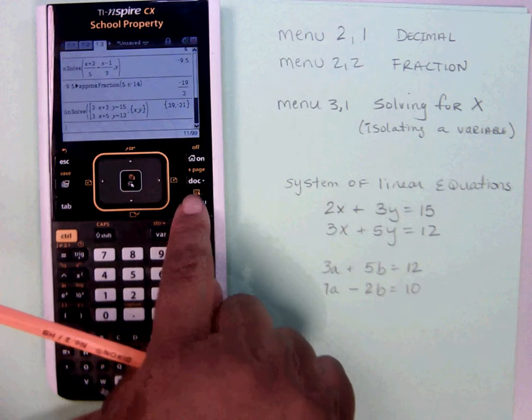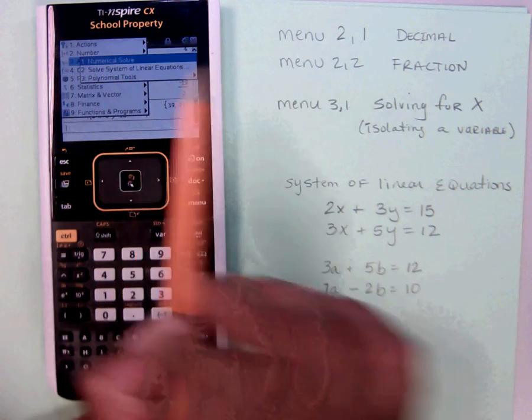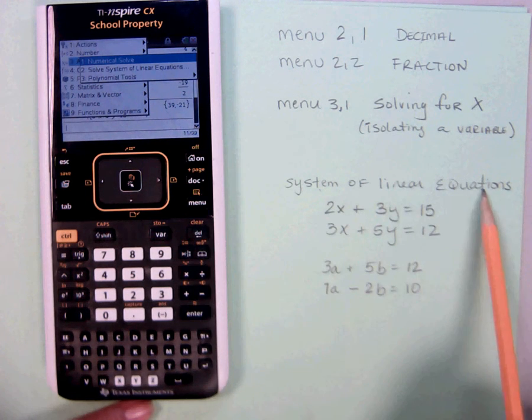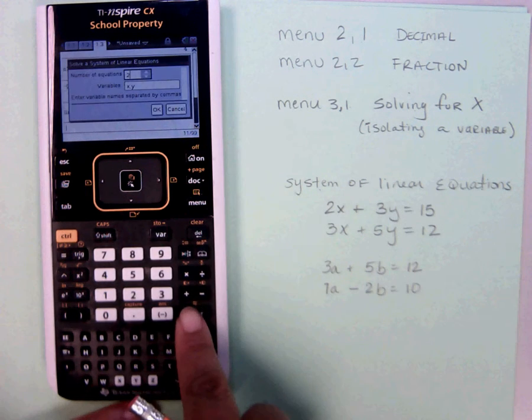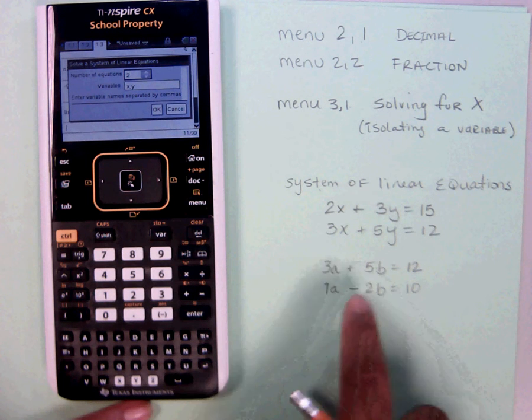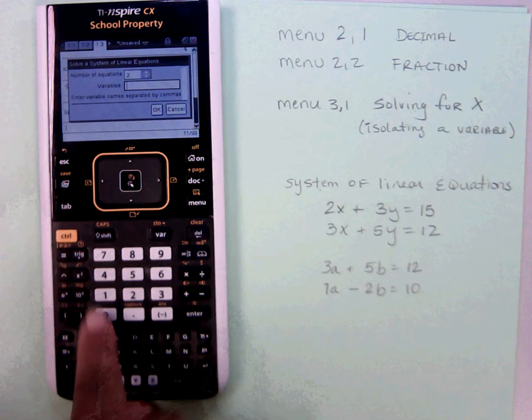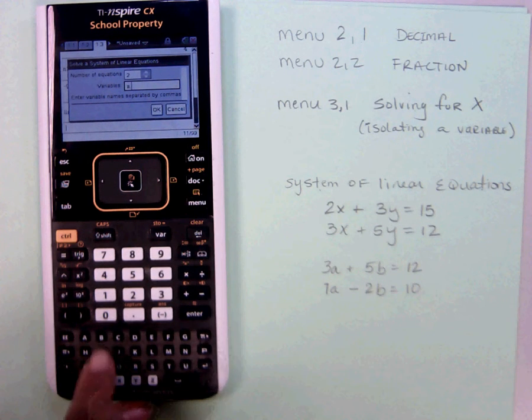The code again is menu 3 for algebra, and look, it says system of linear equations. Okay, so let's go there. Now, we're not using x and y, we're using a and b. So we can delete it right here. And when we put a and b in, put a comma between them.